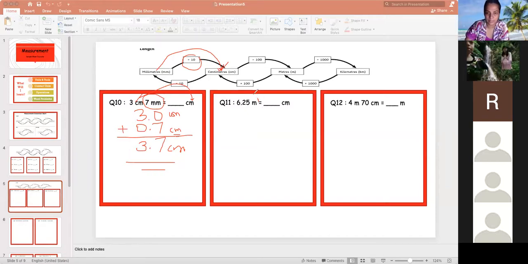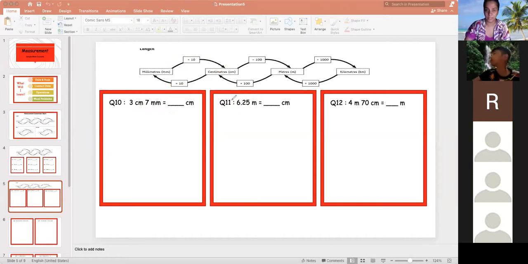Alright, let's look at this. You're going to do all these questions again. I'm just doing one time. You will do the second time. Okay? Question 11. 6.25 meters. Change to centimeter. So look, meter, you want to change to centimeter. What do you do? Times with 100.